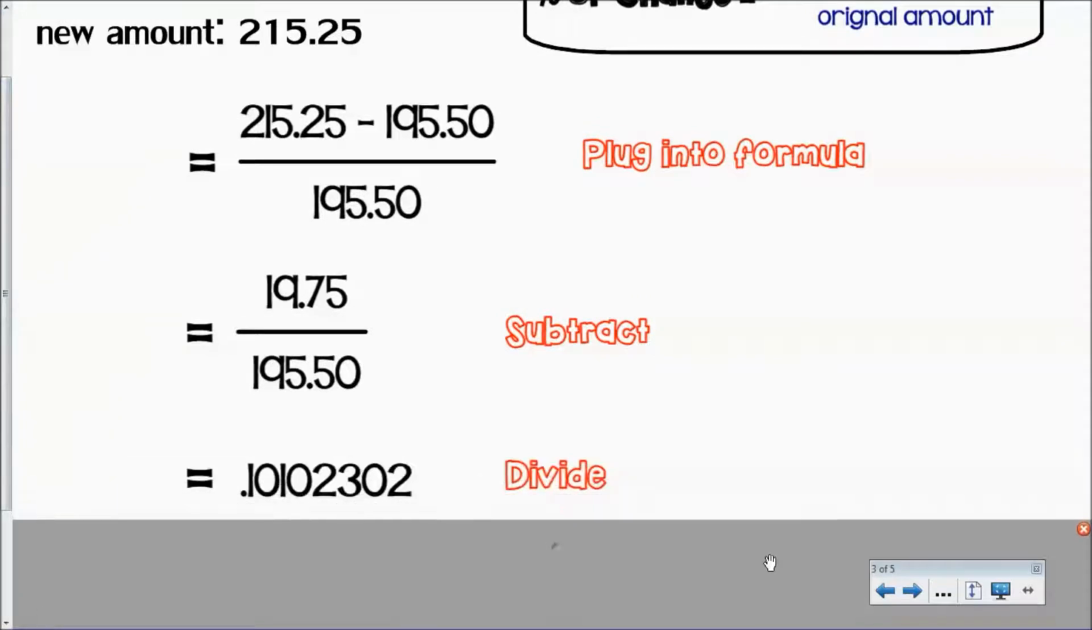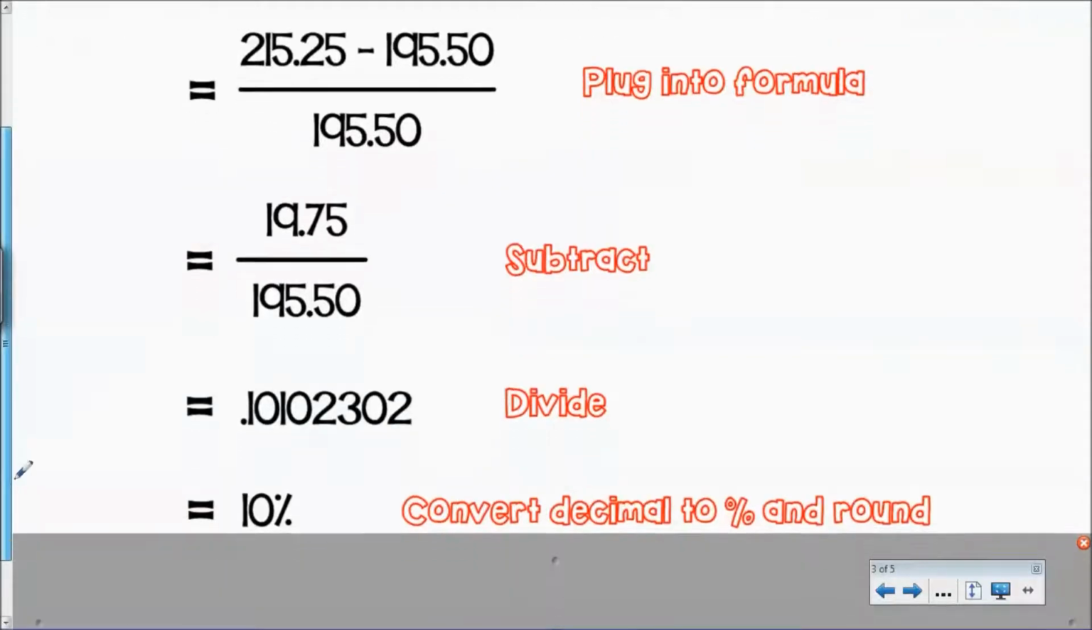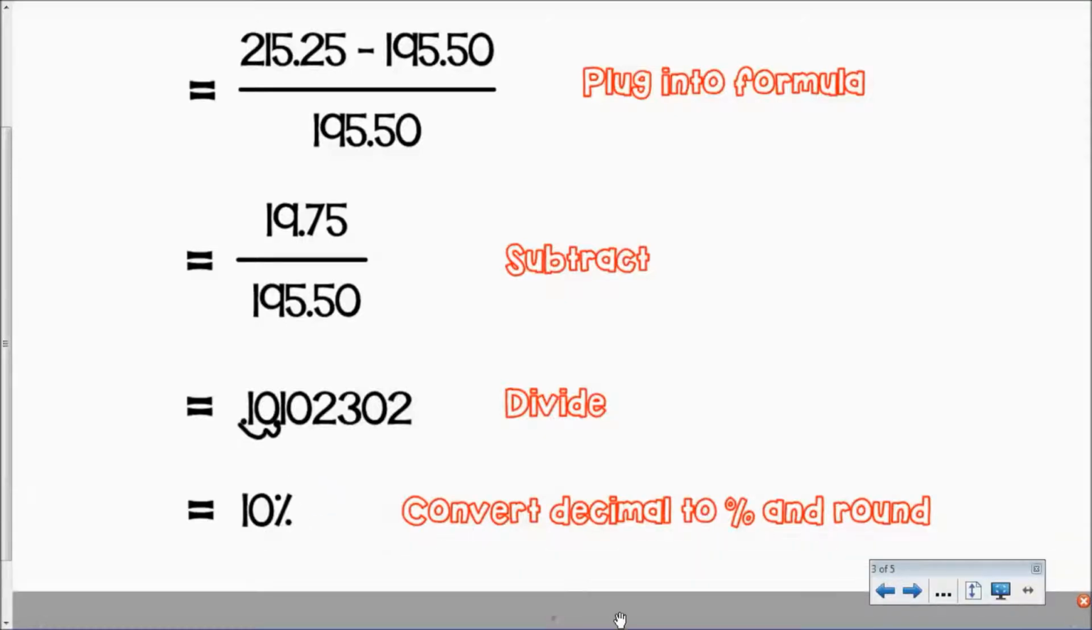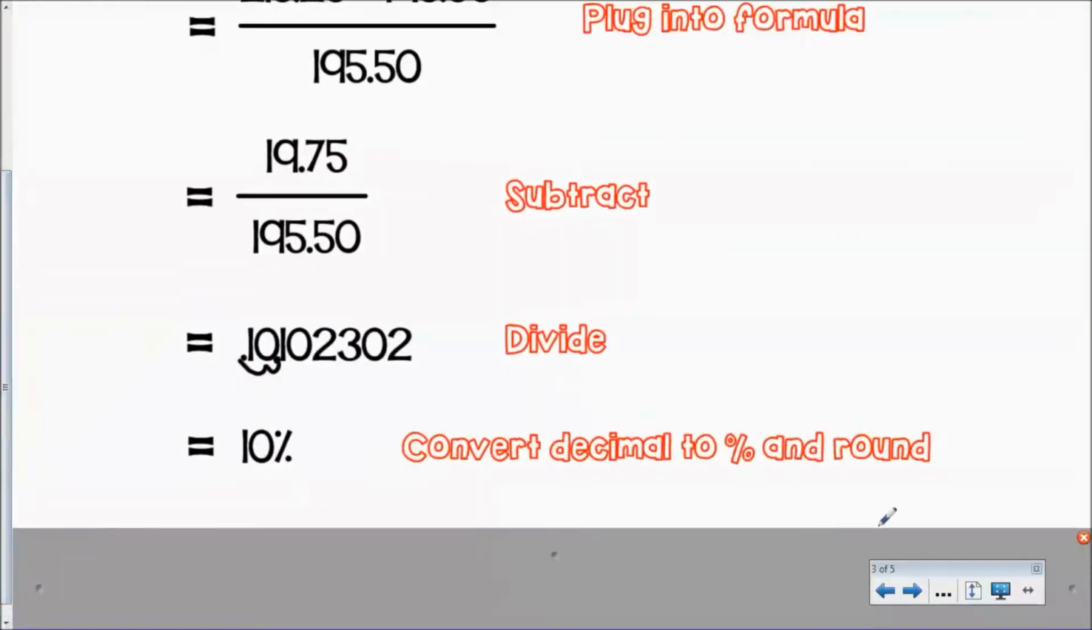Then we divide that out, and I get 0.1010232, a big long decimal, and then you can turn that into a percent. You convert the decimal to a percent and round it. So I'm going to move that decimal over 2 places. It's 10.1, and we're assuming that they want us to round to the nearest percent, which would be 10%. It is positive because the weight increased, and so it is a positive 10% change.